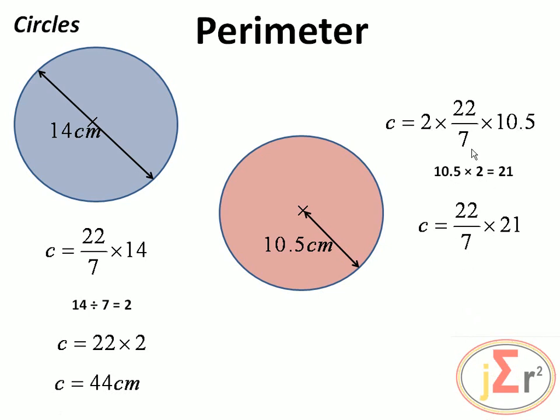So we have 22 over 7 times 21. And of course 7 into 21 is 3. So we are going to have 3 times 22, or 22 times 3. Multiplication is commutative. So we'll have C is 66 centimeters.